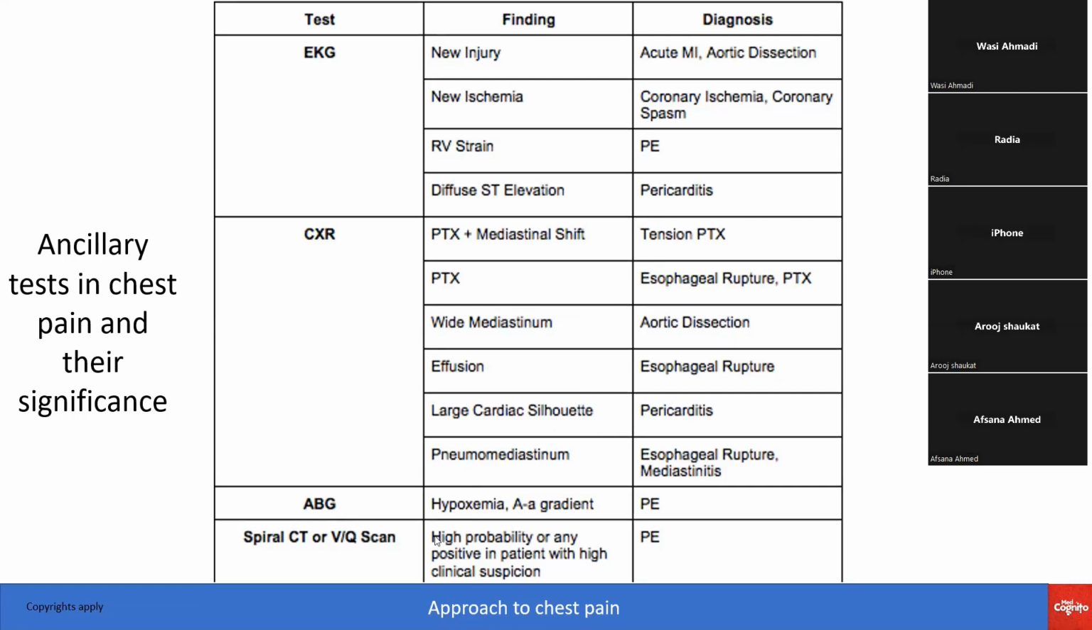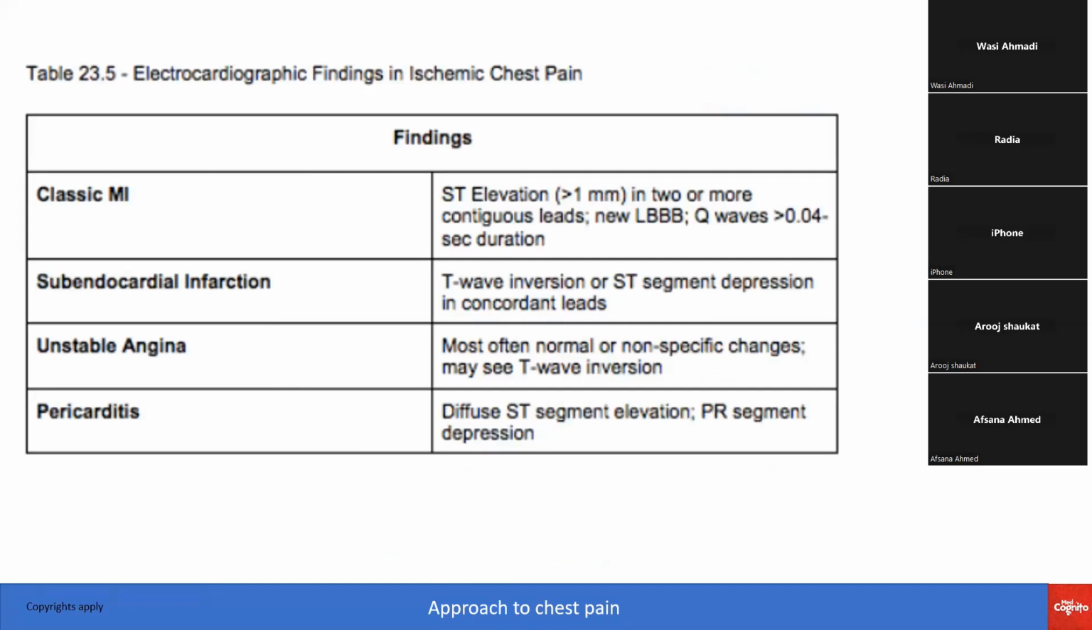Okay. So chest pain, you do your ABGs, the patient has hypoxemia, AA gradient abnormality. Think about pulmonary embolism. Chest pain, you do your spiral CT. That's also pulmonary embolism as well. So doctors, I hope this helps. Now, if you do your ECG, and these are points we've made, but I'm going back over and over again.